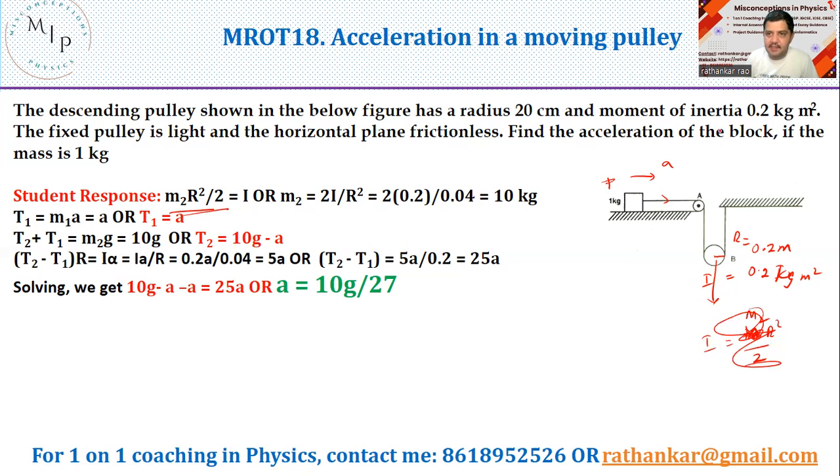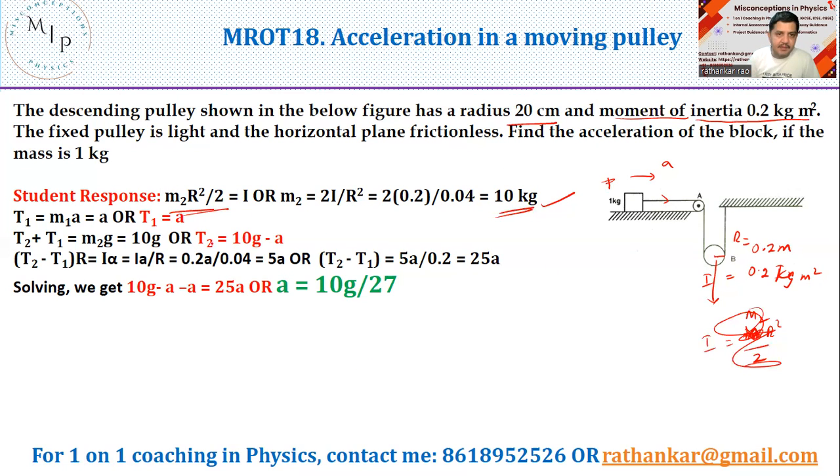The value of I is already given. Moment of inertia is 0.2. Radius is also 0.2. So 2 into 0.2 divided by R square. R square is 0.2 squared, 0.04. So it should be equal to 10 kg. So the mass of the pulley is known to you. Why is this important? Let us see that. Somewhere we need to know this.